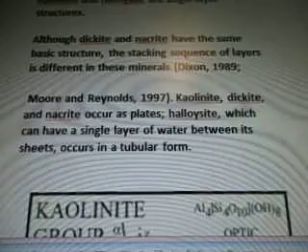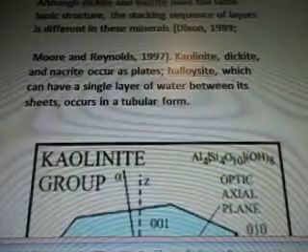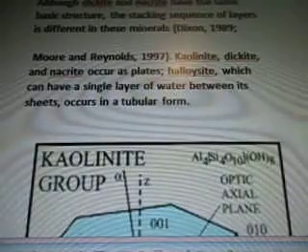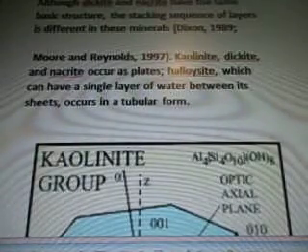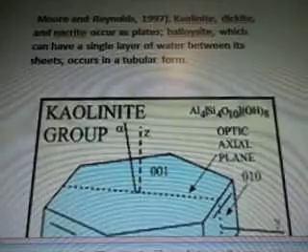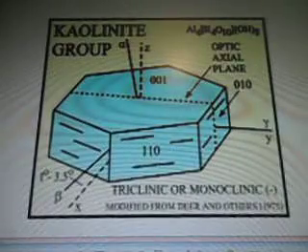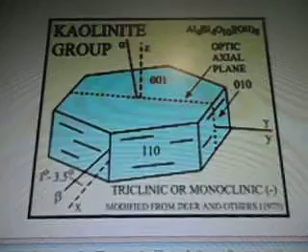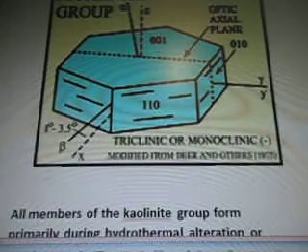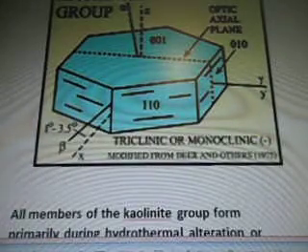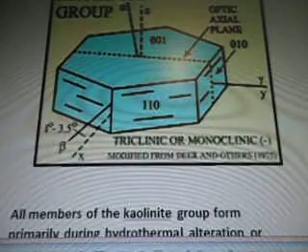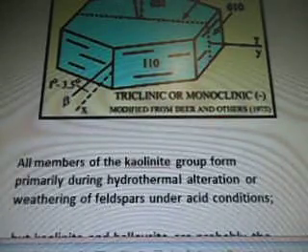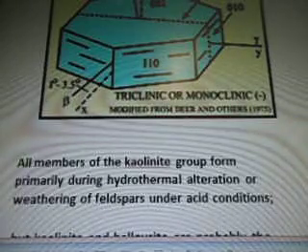Dixon, 1989, Moore and Reynolds, 1997. Kaolinite, dickite, and nacrite occur as plates. Halloysite, which can have a single layer of water between its sheets, occurs in a tubular form. So here's the kaolinite group, and there's some sort of optical axial plane, and it says triclinic or monoclinic. Sorry, modified from Deere and others, 1975.